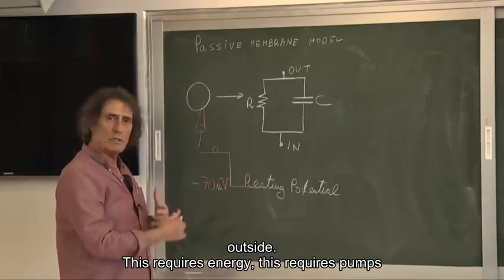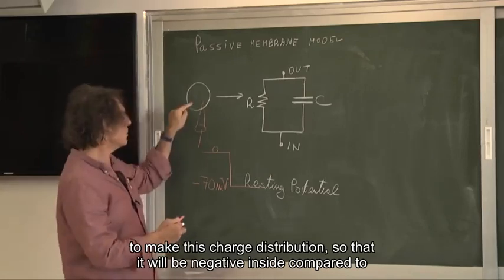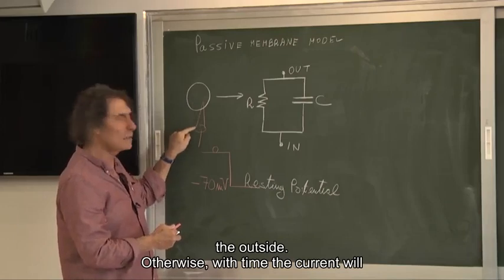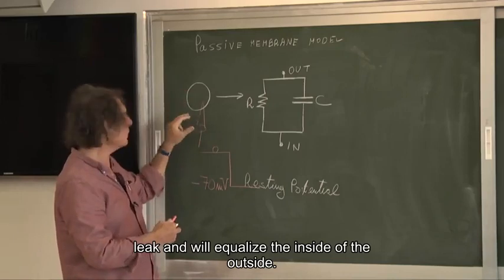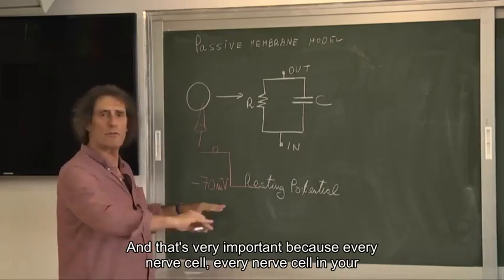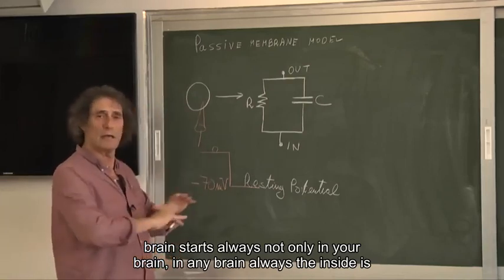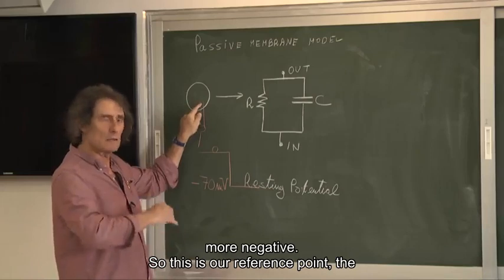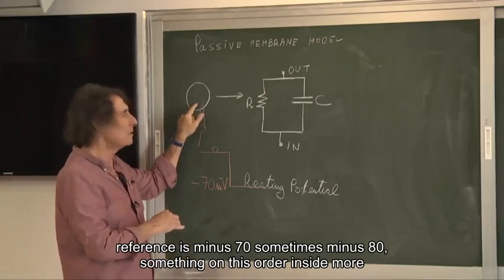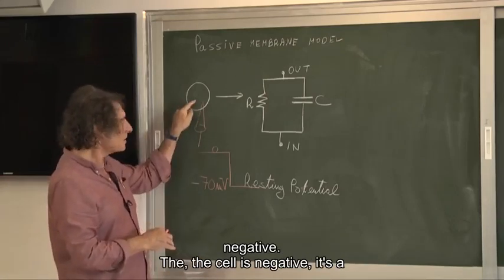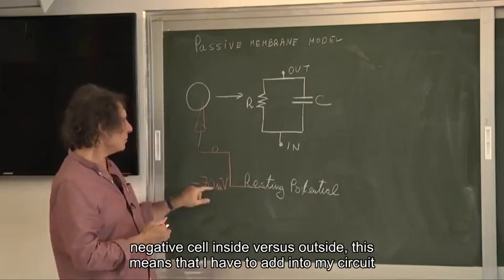This requires energy, this requires pumps to make this charge distribution so that it will be negative inside compared to the outside. Otherwise, with time, the current will leak and will equalize the inside and the outside. And that's very important because every nerve cell in your brain starts always, not only in your brain, in any brain, with the inside more negative. So this is our reference point. The reference is minus 70, sometimes minus 80, something on this order. The cell is a negative cell, inside versus outside.